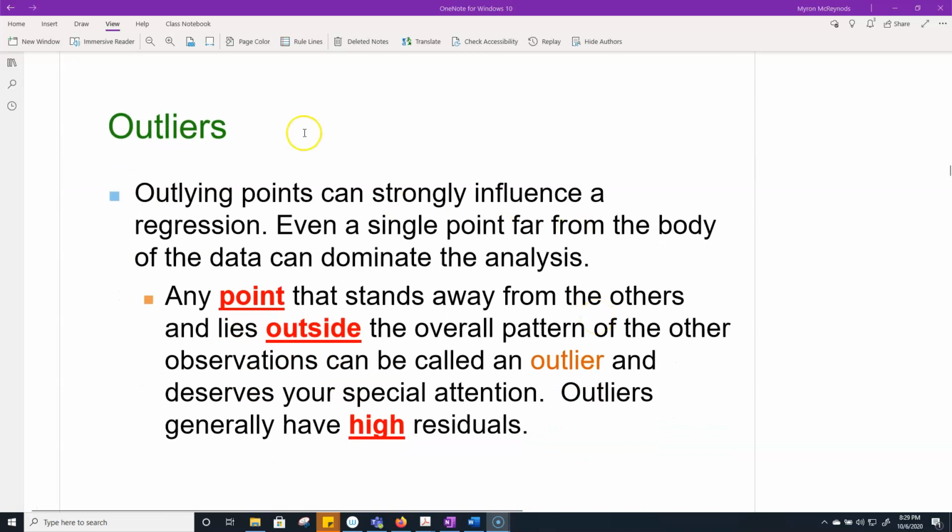So outliers is what we're going to focus on during this. Outlying points can strongly influence a regression. Even a single point that is far away from the data can dominate the analysis. It can really change the line and it can really mess up your prediction. So any point that stands away from the others and lies outside of the overall pattern of other observations is called an outlier, and it deserves your special attention. Outliers generally have high residuals, but not always.